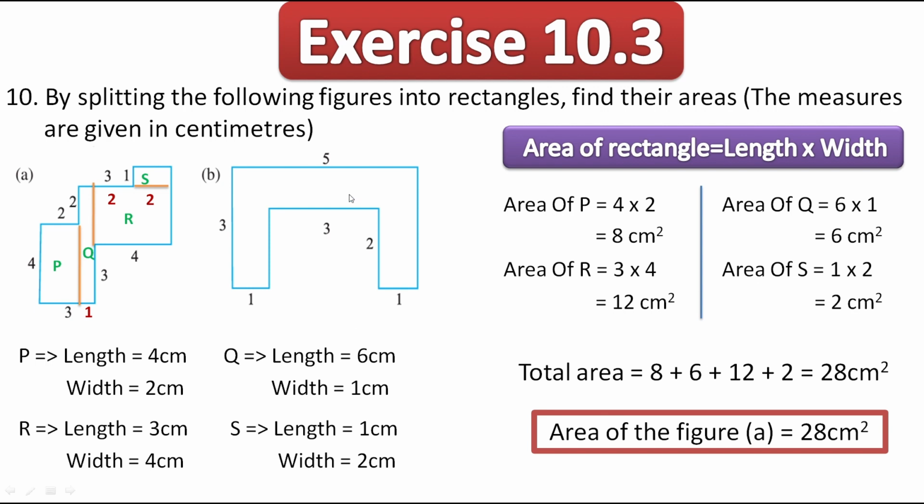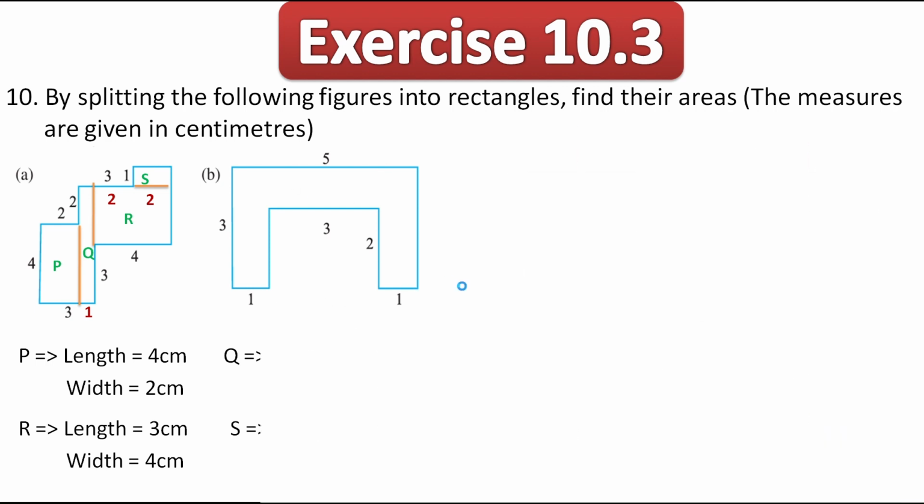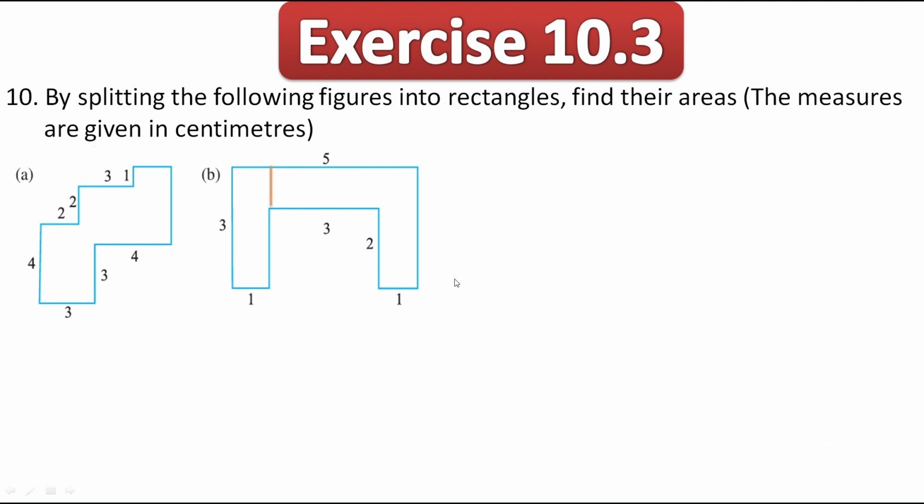Okay, now let's split this B by making lines. Like this way I am making here. I put 2 lines here so that we got 3 rectangles. Let's name them L, M, N. Now here in L we have the length as 3. So L has length 3 centimeter and width is 1 centimeter.